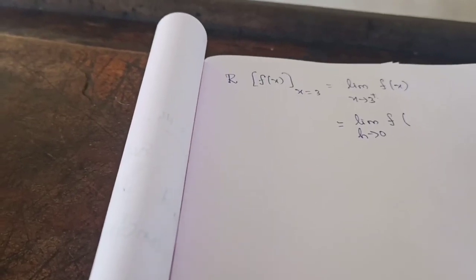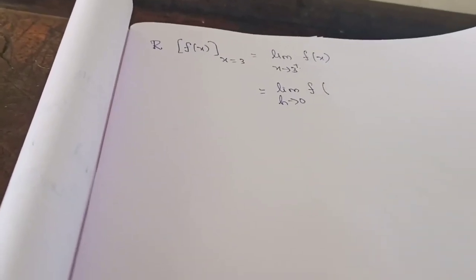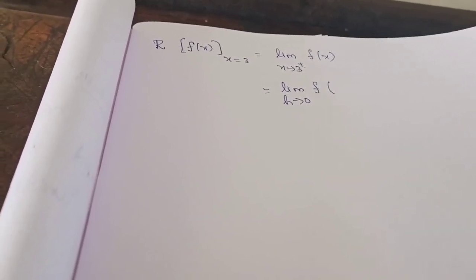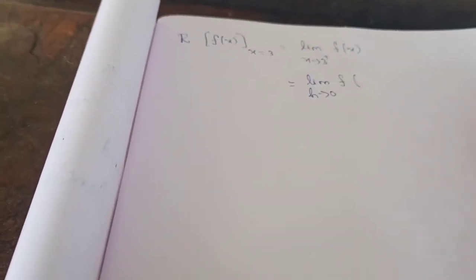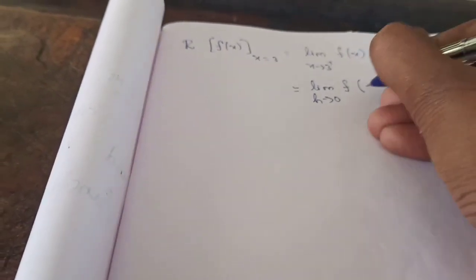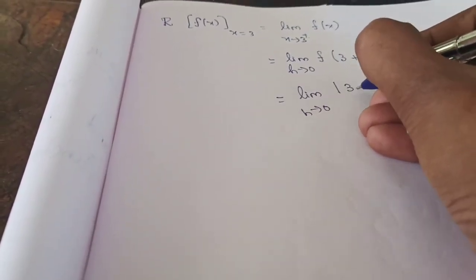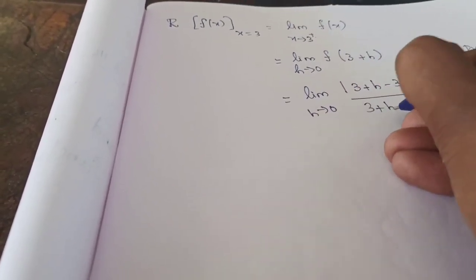If you are reading the algorithm, you come to know, right hand limit means put x is equal to a plus h. Left hand limit means put x is equal to a minus h. So here what will you substitute? Put x is equal to a plus h. Here what's the value of a? 3. So 3 plus h, that's equal to limit h tends to 0, modulus of 3 plus h minus 3 divided by 3 plus h minus 3.